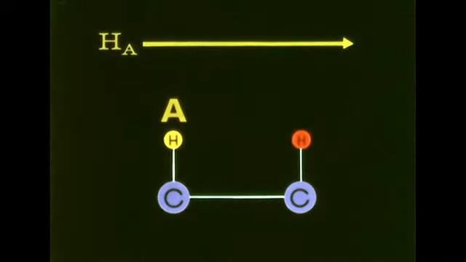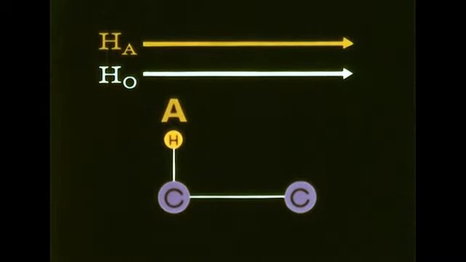Proton A requires a field HA to make it resonate. If there is no neighboring proton, A will resonate when the applied field H0 equals HA. The field of a neighboring proton, B, will influence the field felt by A. If the field of B adds to H0, H0 must decrease to keep A in resonance.